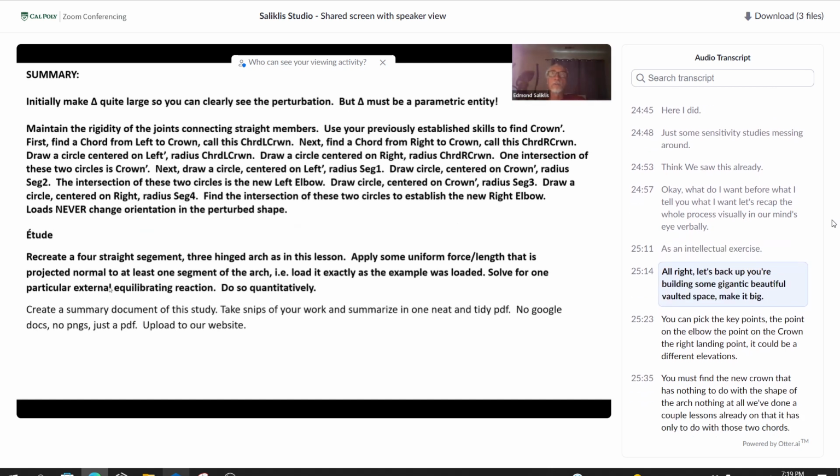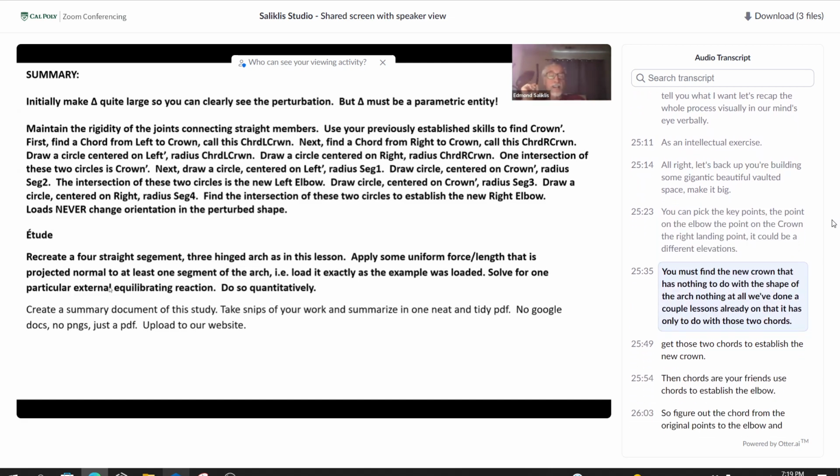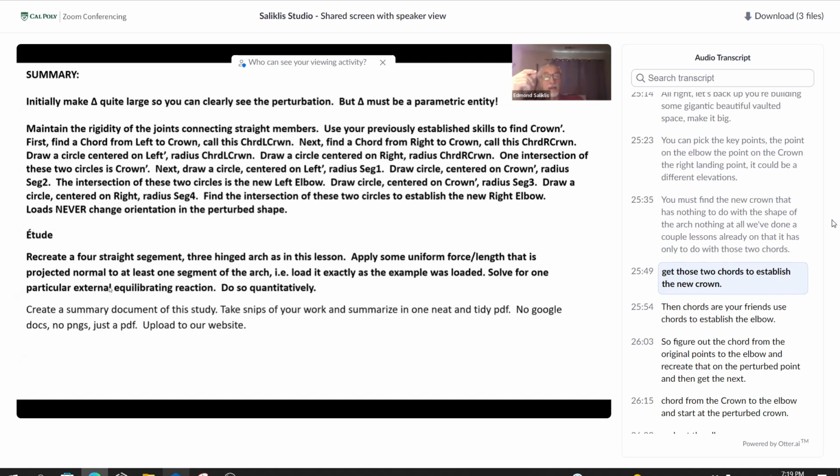All right, let's back up. You're building some gigantic, beautiful, vaulted space. Make it big. You can pick the key points, the point on the elbow, the point on the crown, the right landing point. It could be at different elevations. You must find the new crown. That has nothing to do with the shape of the arch. Nothing at all. We've done a couple lessons already on that. It has only to do with those two chords. Get those two chords to establish the new crown.